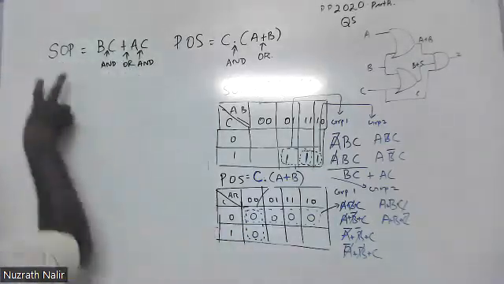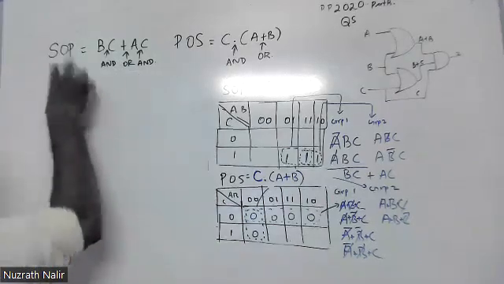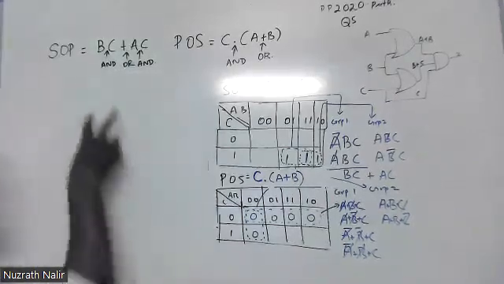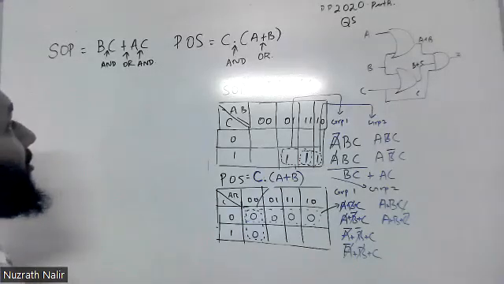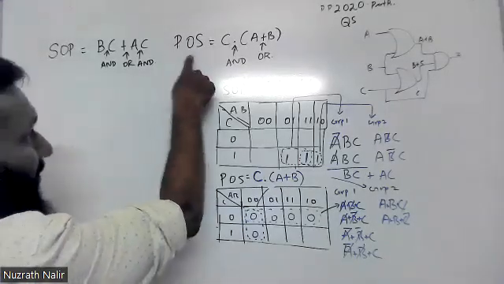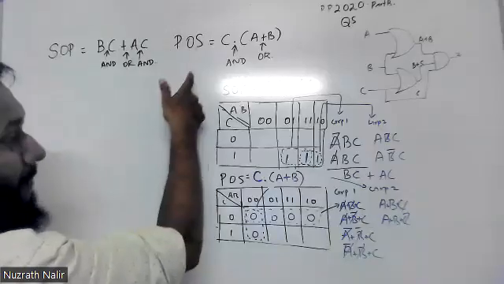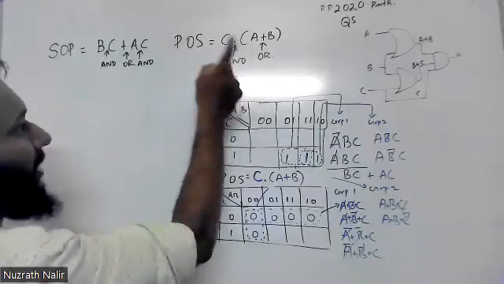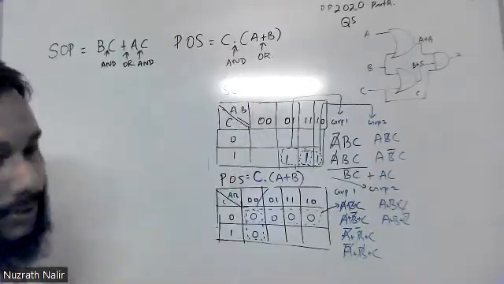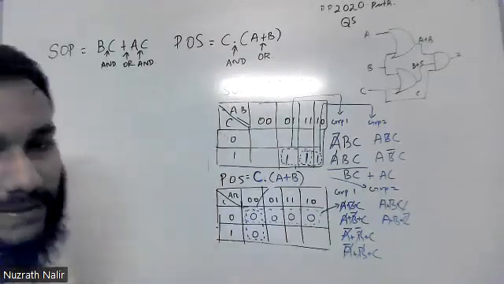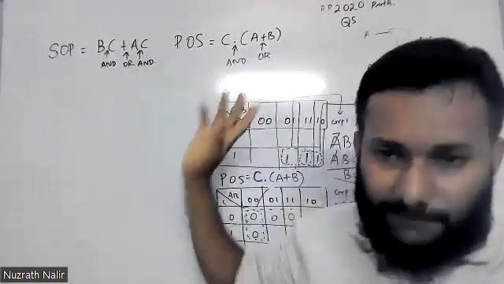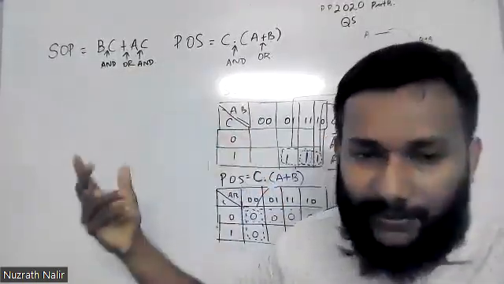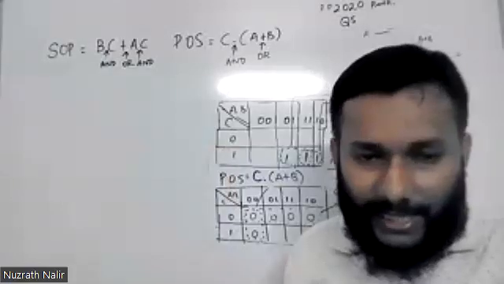Okay, what you can do, the SOP expression has 3 logic gates. The POS Boolean expression has only 2. So therefore, the simplified version is POS. Either you can use directly without any other logic circuit diagram.